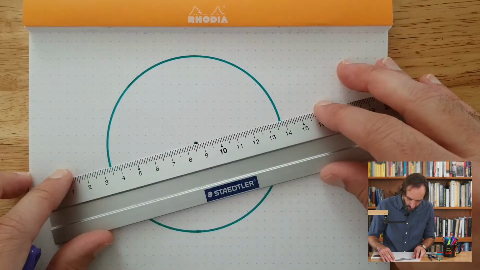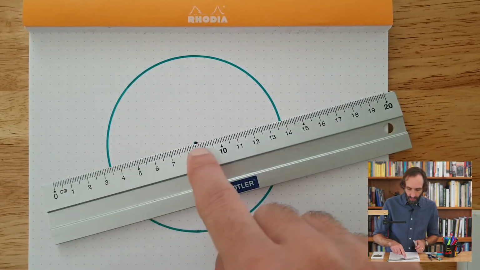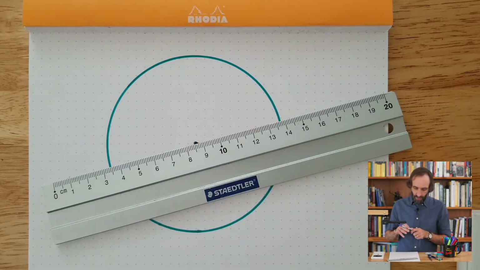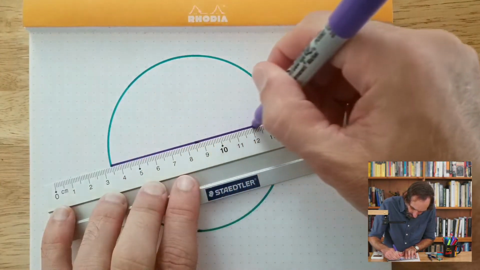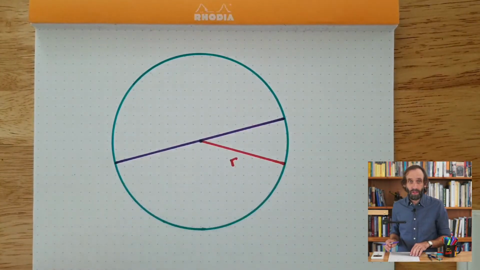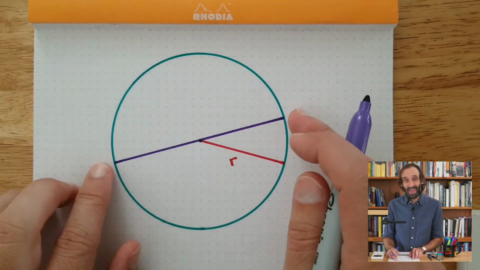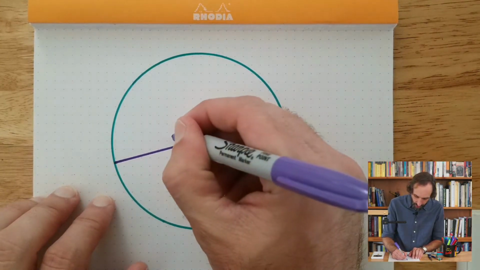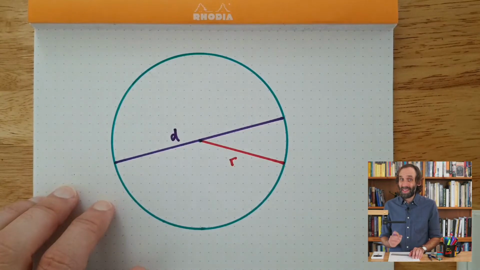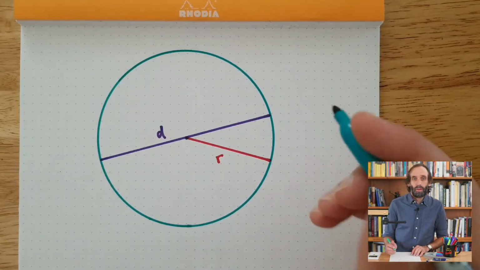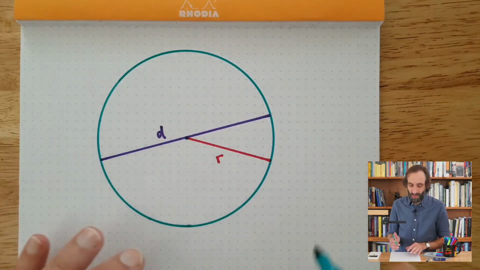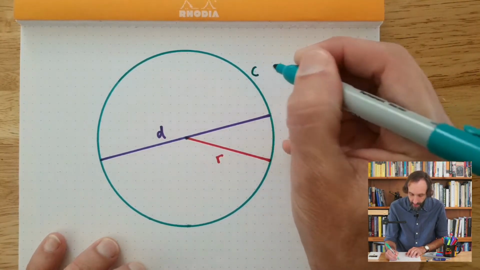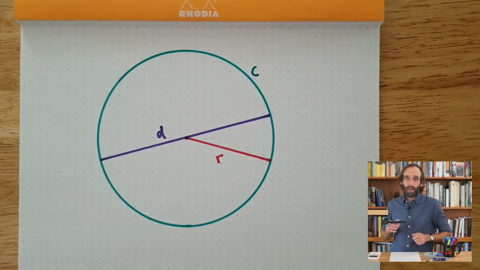Now I'm going to draw a line that goes from one end of the circle through the center to the other end of the circle. This line actually divides the circle into 2 equal halves. So that line right there is called the diameter of the circle, and I will go ahead and abbreviate that with a D. Finally, the distance all the way around the circle is called the circumference, and I'll go ahead and abbreviate that with a C.